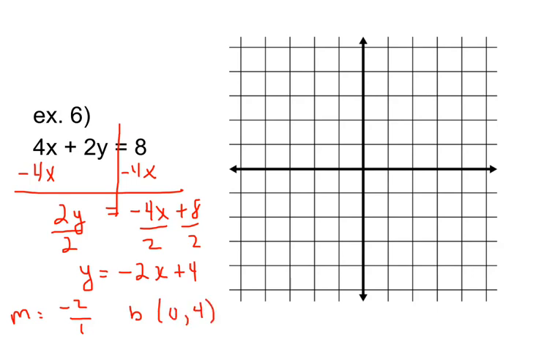Let's go ahead and plot the y-intercept, 0, 4. And then if we go back to the slope and put our arrows on, the rise number is -2, so that means we're going to move 2 down. The run number is +1, that means we're going to move 1 to the right. So starting from the y-intercept, 0, 4, we're going down 2 and 1 to the right. Down 2 and 1 to the right. And go ahead and draw your line. And that's it.